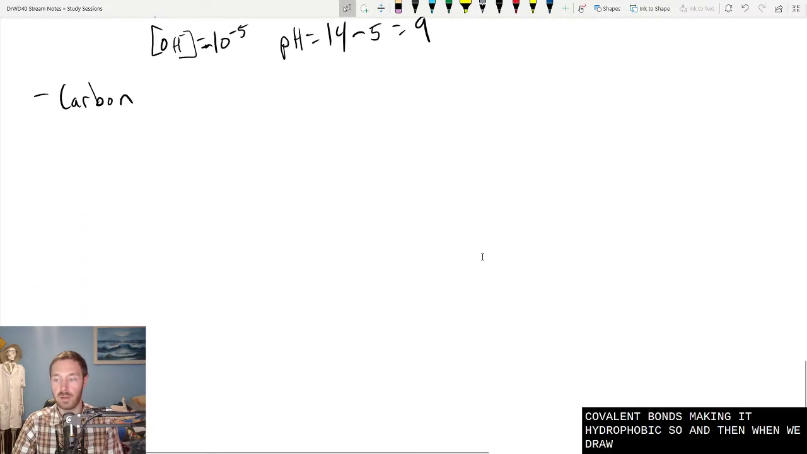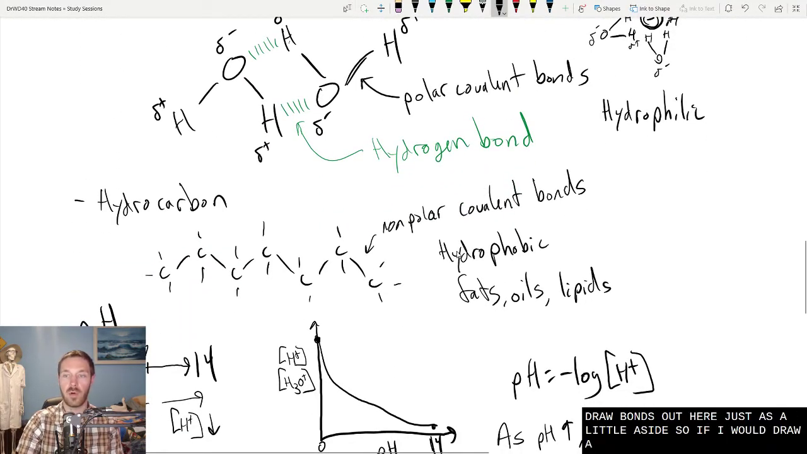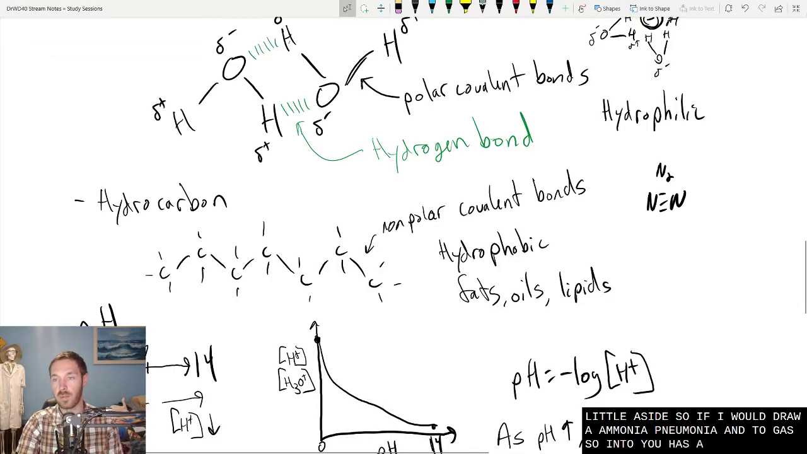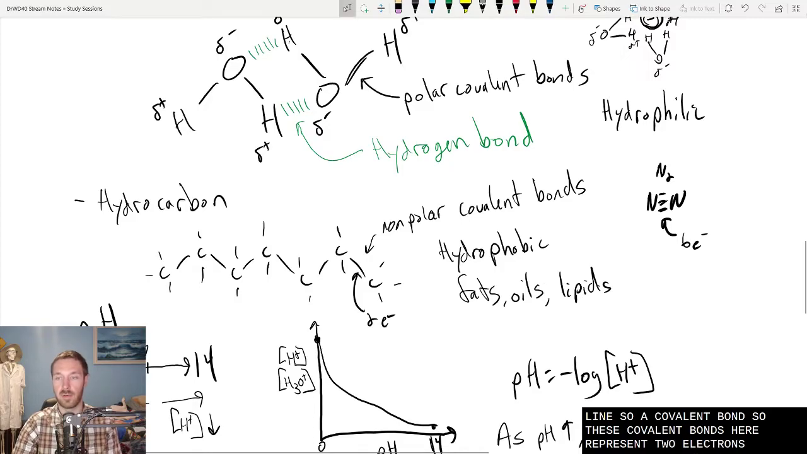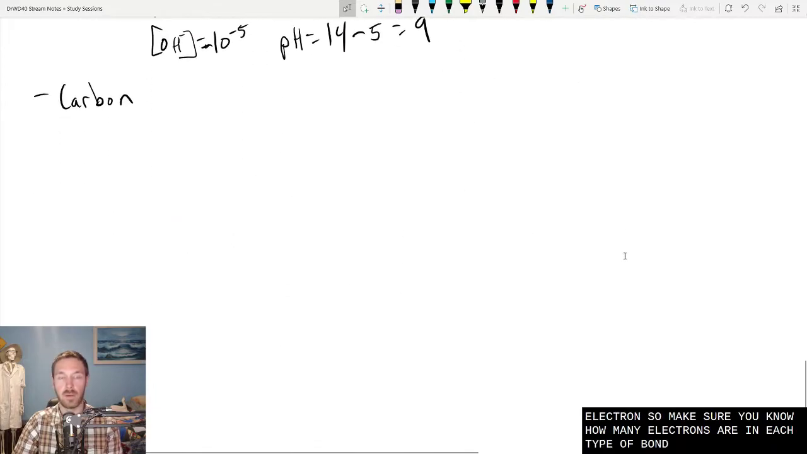So, and then when we draw bonds out here, just as a little aside, if I were to draw N2 gas, so N2 has a triple bond. So how many electrons are represented in a triple bond? 6 electrons. So 2 electrons per line. So a covalent bond, these covalent bonds here represent 2 electrons. If we were to draw O2 gas, so oxygen gas, which is O2, 2 oxygens, these represent 4 electrons. So make sure you know how many electrons are in each type of bond.